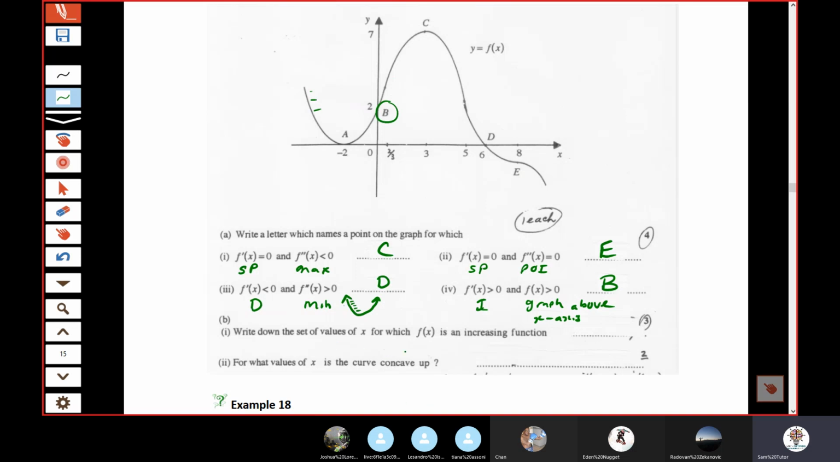Write down the set of values for which f of x is an increasing function. So when is it an increasing function? 3 marks. So probably there's going to be maybe 3. But let's see. Decreasing, increasing, increasing, increasing, decreasing, decreasing. Okay. So from -2 to 3, not including -2 and not including 3.